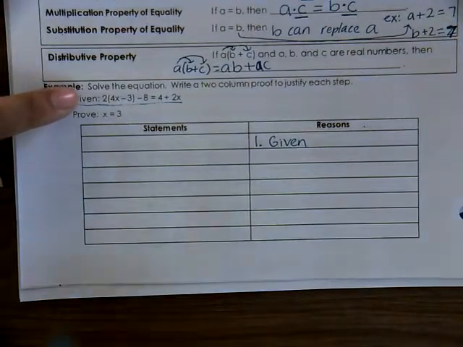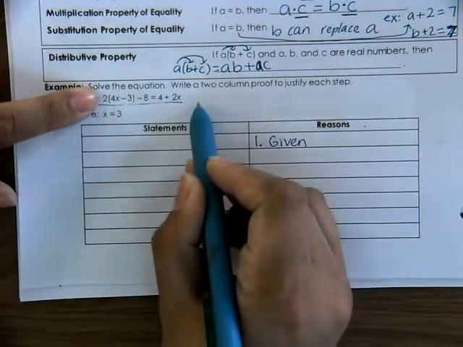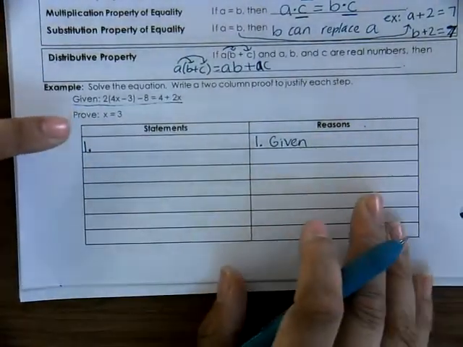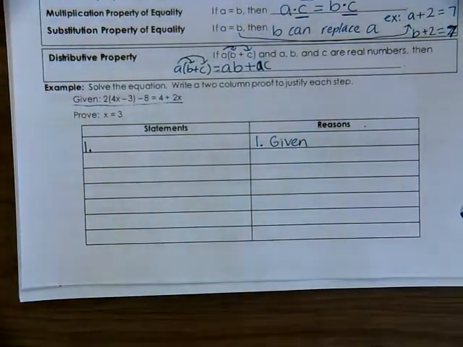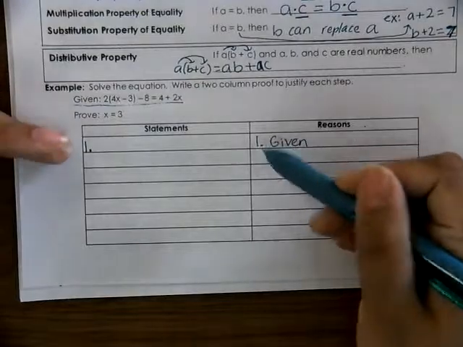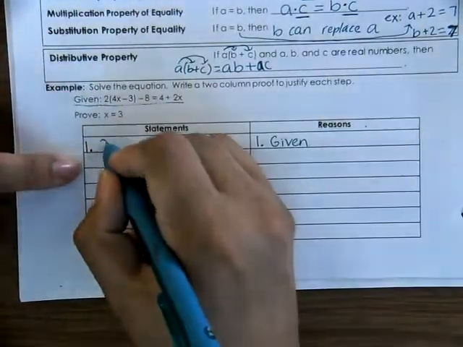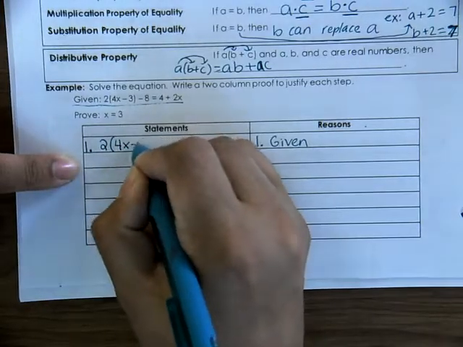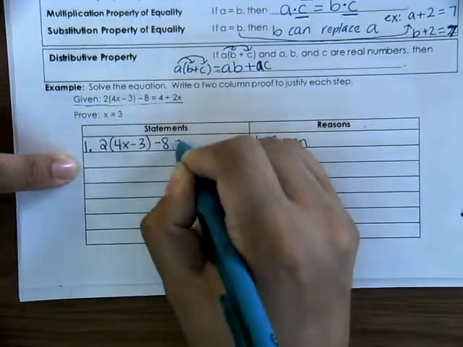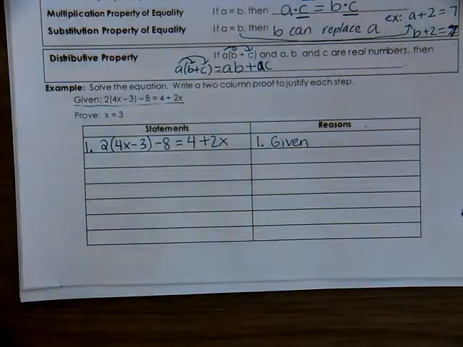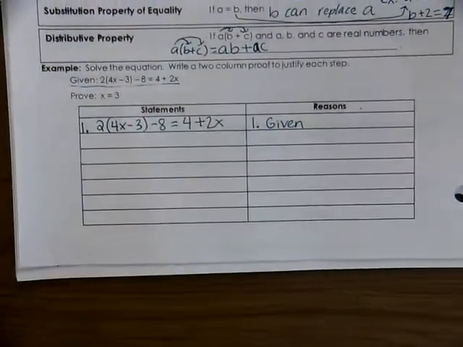So we're going to just rewrite exactly this whole problem to the right here on statements. Again, we're going to number everything to keep it organized, so that if for any reason you get off track, everything is still numbered and you know what's what. Let's rewrite this whole problem: 2 parentheses 4x minus 3 minus 8 equals 4 plus 2x. So I just rewrote that whole equation out exactly like I see it.